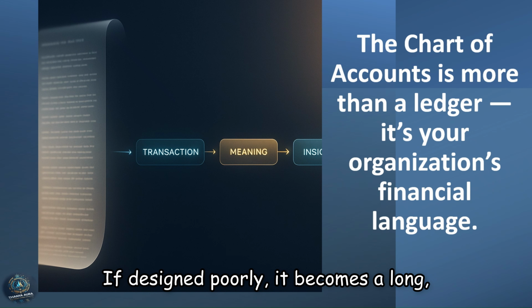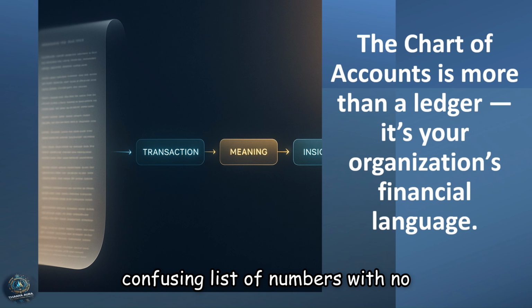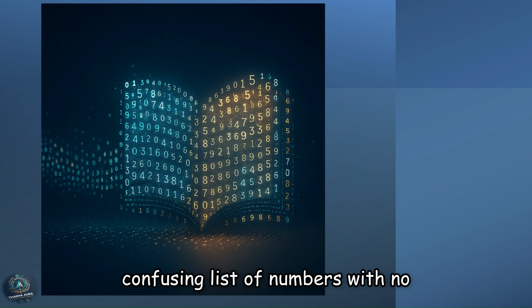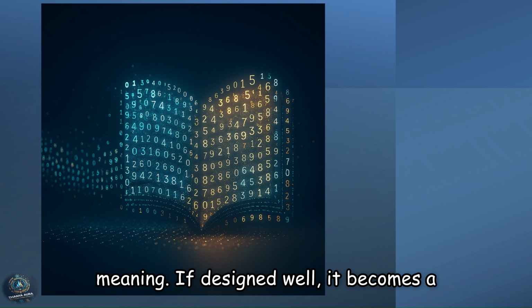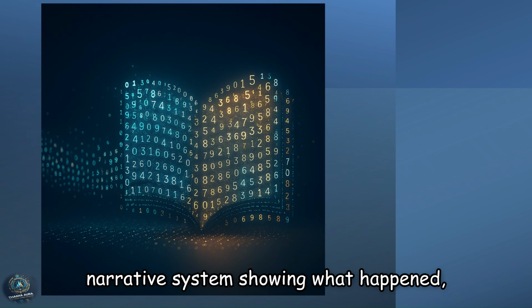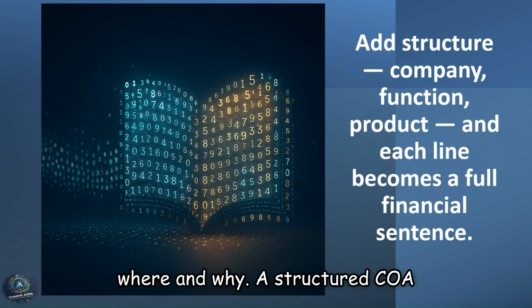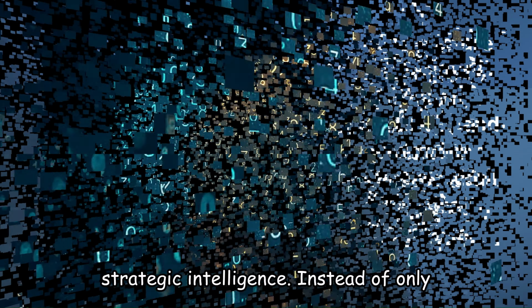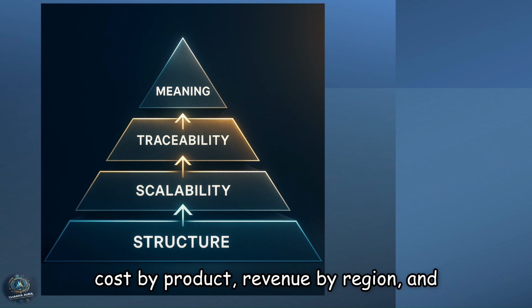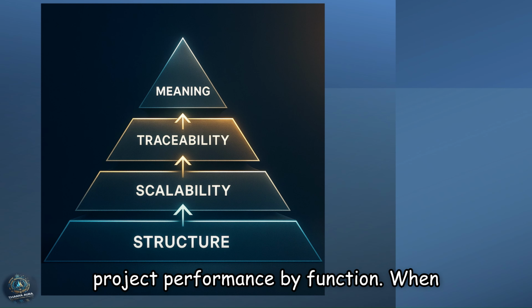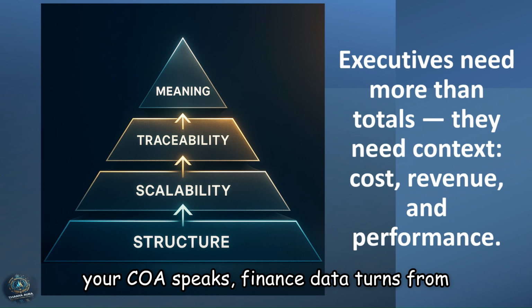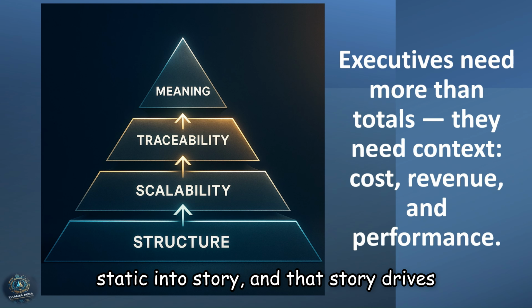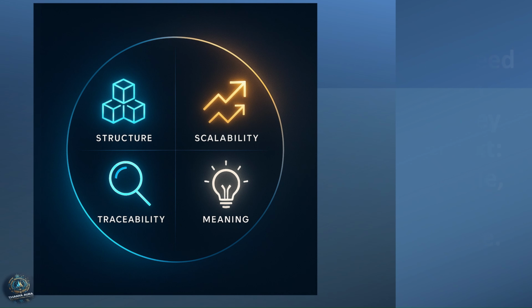If designed poorly, it becomes a long, confusing list of numbers with no meaning. If designed well, it becomes a narrative system, showing what happened, where, and why. A structured COA transforms simple journal entries into strategic intelligence. Instead of only seeing totals, executives see context, cost by product, revenue by region, and project performance by function. When your COA speaks, finance data turns from static into story, and that story drives insight.